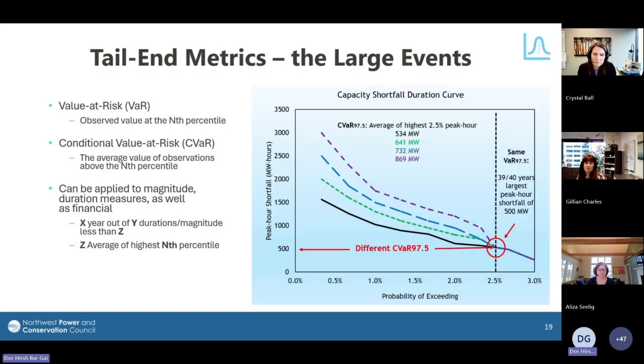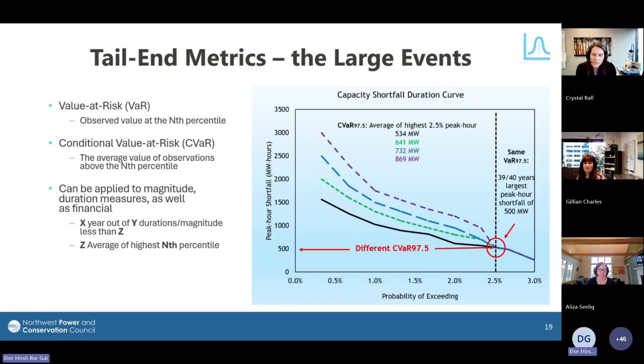CVAR is a little trickier. It's not quite a line in the sand, but once you say what average extreme you want to avoid, it's viewed the same way. So it's the average of the highest end percentiles.